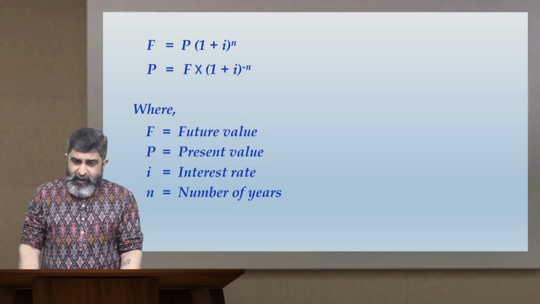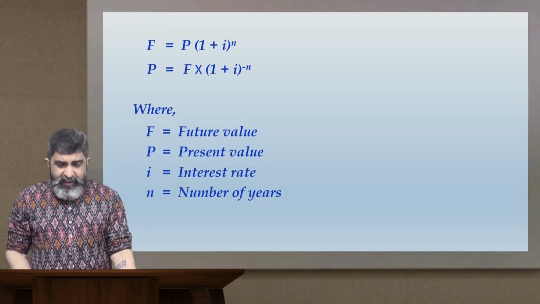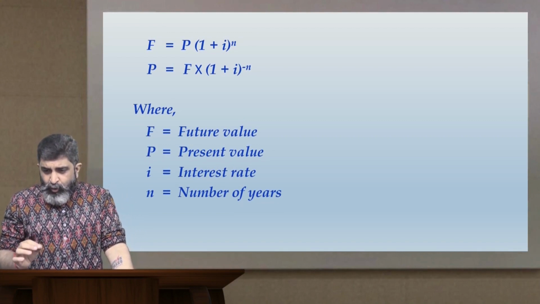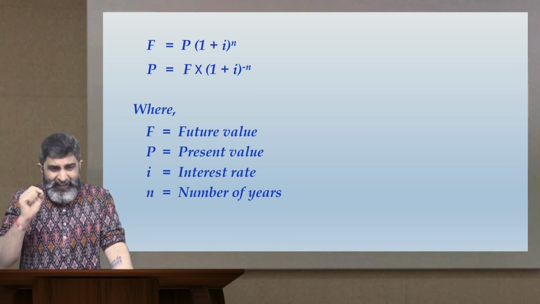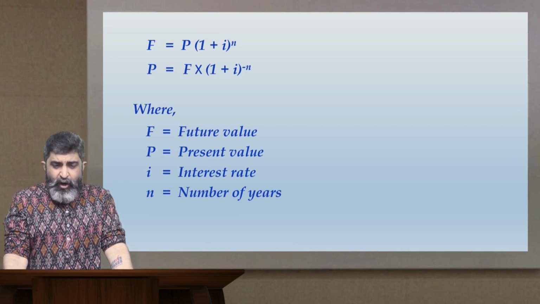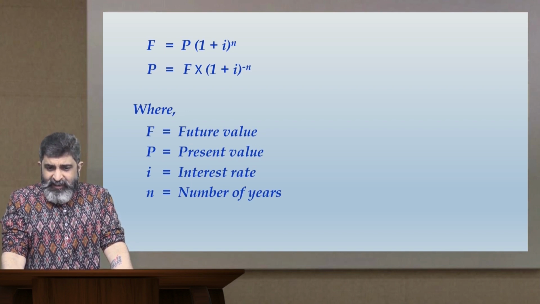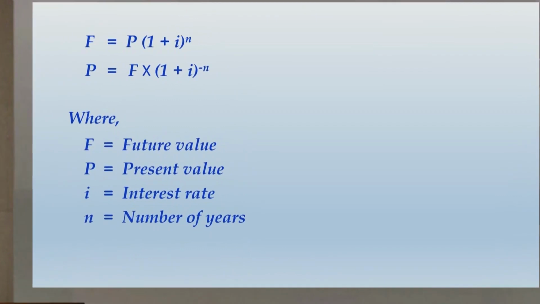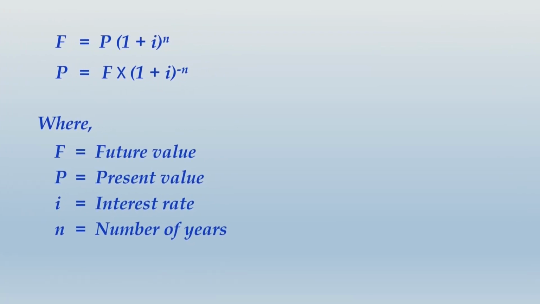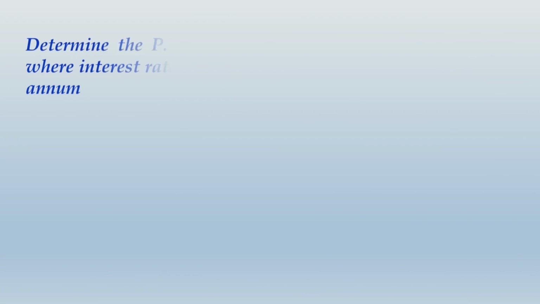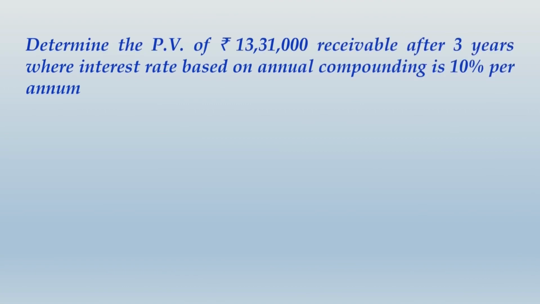What we have just understood is basically how to use your calculator to determine the present value. And what I'll do now is, on the screen I'll show you how to write up this as an example. So determine the PV, PV stands for present value, determine the PV of rupees 13,31,000 receivable after 3 years, where interest rate is based on annual compounding, and that is 10% per annum.